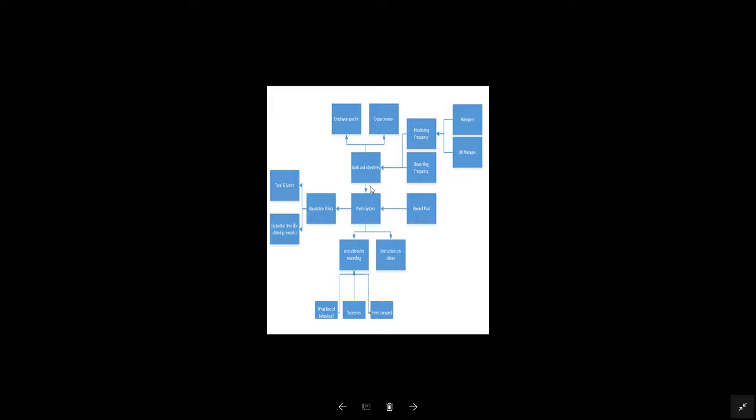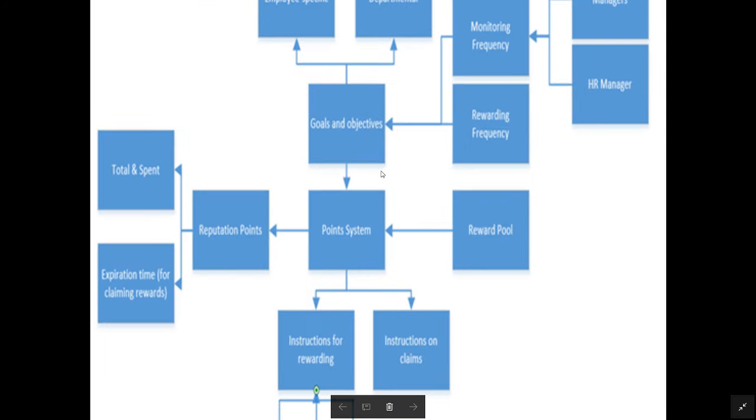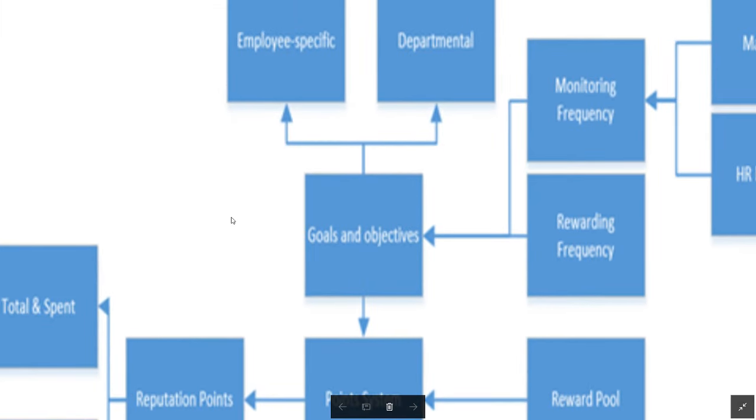In the center top, you can see the first module, the goals and objectives. And it actually guides the whole system around it. These represent the organization's goals and objectives, and because it is the centerpiece of the whole system, it ensures the performance will go as the organization intends it to go.